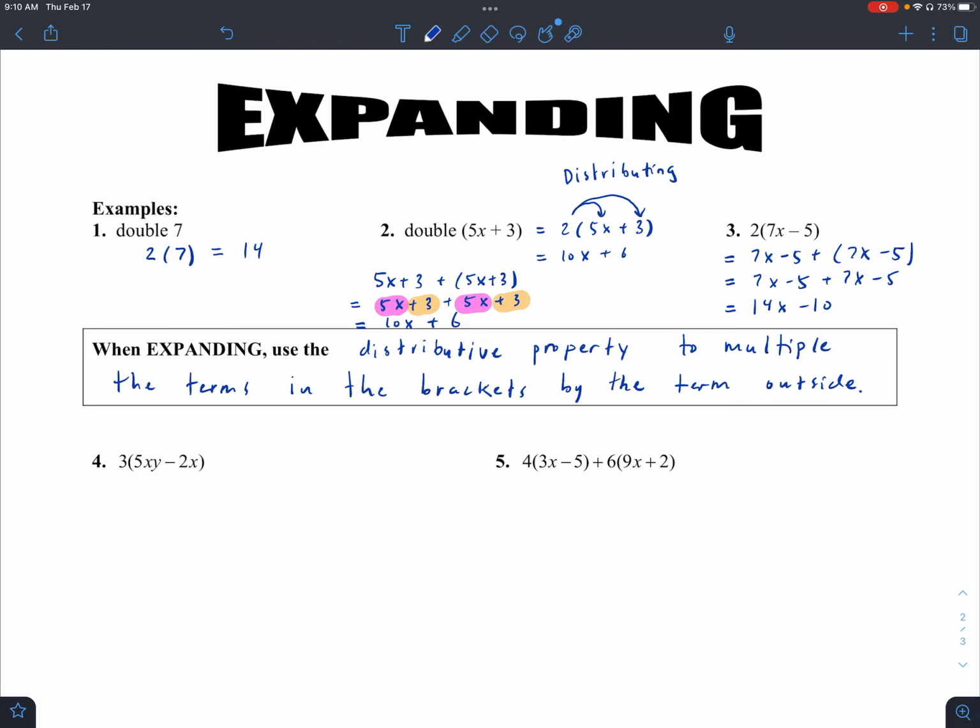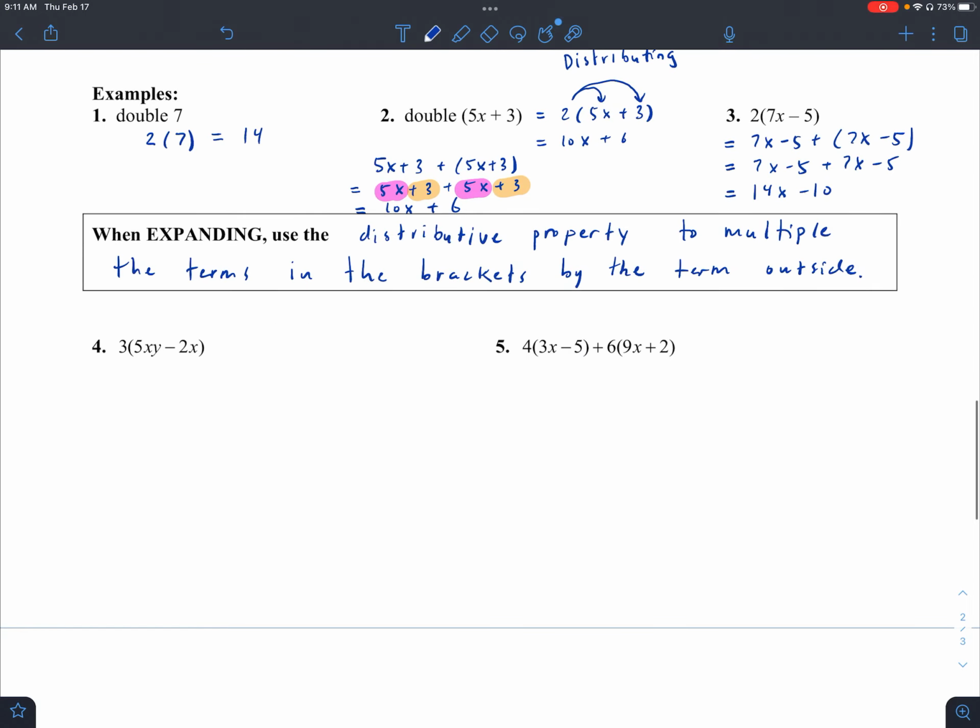Okay, so let's have a look at these two examples here. Recall that you are multiplying the coefficients by that number outside, and you get rid of the brackets. So once you expand, the brackets are gone. So 3 times 5 is 15. Then we also write times xy minus negative 2 times 3 is going to be negative 6, so negative 6x. Okay, so that's called distributing or expanding.